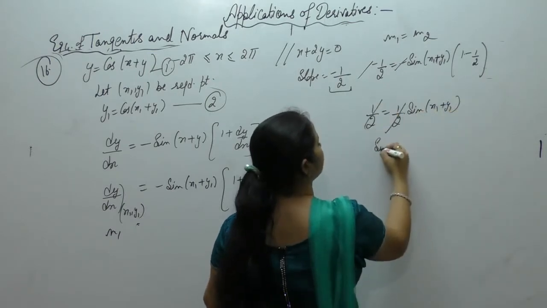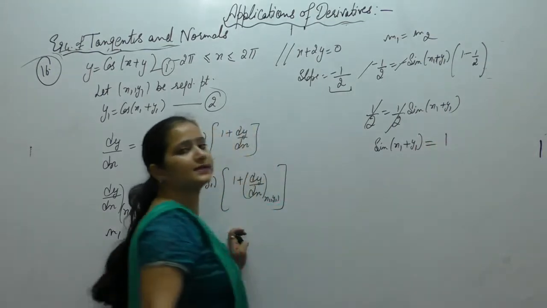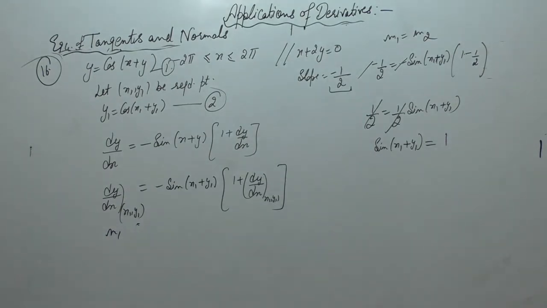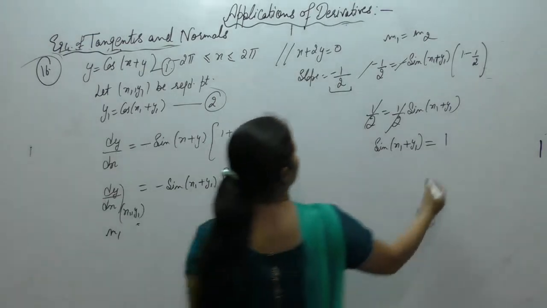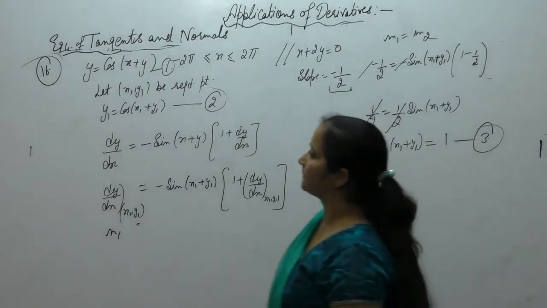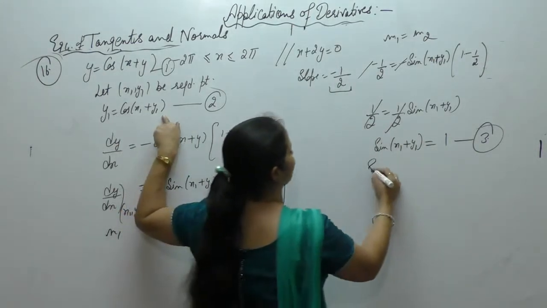So sine of x1 plus y1 is equals to 1. Sine of x1 plus y1 is equals to 1. Let this equation as 3. Now squaring and adding second and 3.